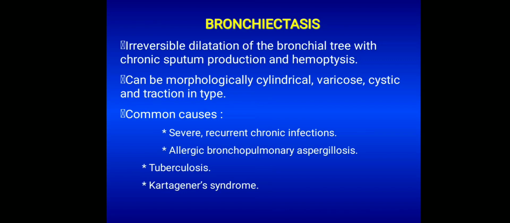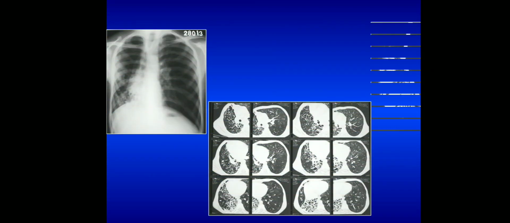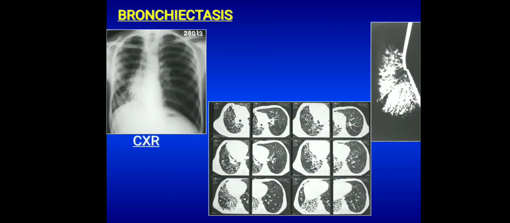So next, coming to bronchiectasis. Now what is bronchiectasis? Bronchiectasis is the irreversible dilatation of the bronchial tree with chronic sputum production and hemoptysis. It can be cylindrical, varicose, cystic, and traction types. The common causes are recurrent chronic infections, allergic bronchopulmonary aspergillosis, tuberculosis, and Kartagener syndrome. Next, the appearance of bronchiectasis on X-ray, CT, and in the gross specimen. You can see irreversibly dilated bronchi, better appreciated on the CT as well as the specimen.